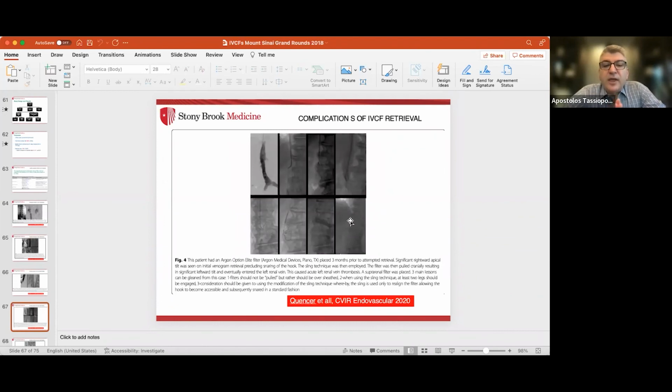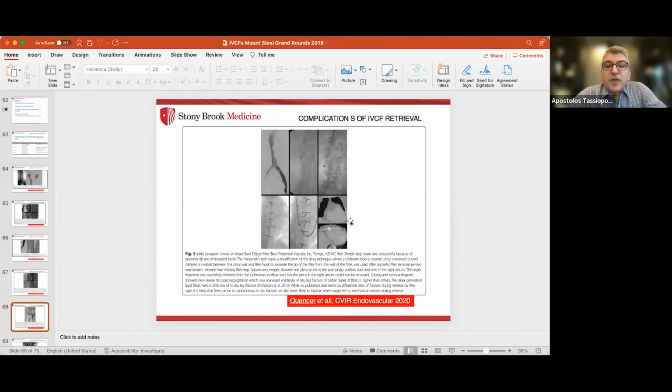Another case of attempts at filter retrieval here with a complication. This was an infrarenal filter. They tried to retrieve it. The sling technique was employed there. Then the filter was pulled cranially, resulting in significant tilt, and eventually entered the left renal vein. It caused acute left renal vein thrombosis and then required placement of a suprarenal filter because this patient was not a candidate for anticoagulation for the acute thrombosis there.